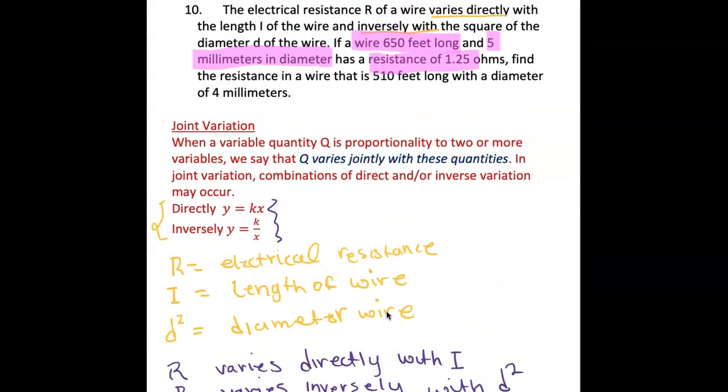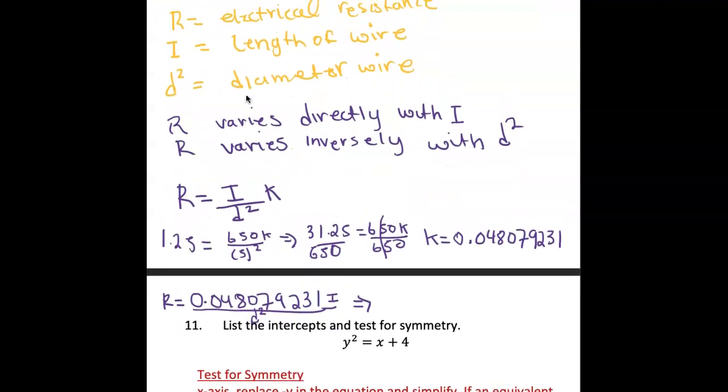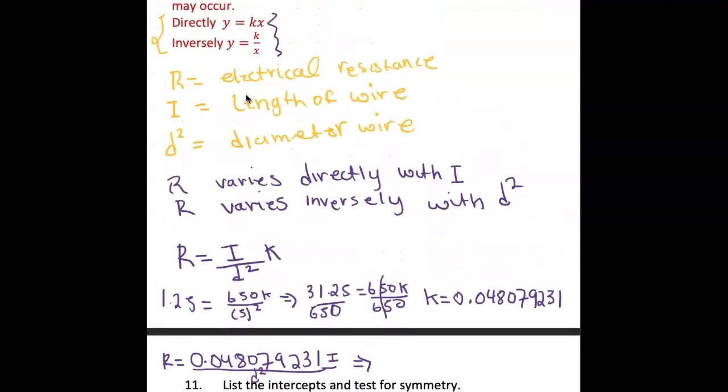So what is it? It says find the resistance if the wire is 500 feet long, which is I. That does not look like an I. Okay, you know it's an I. And then it has a diameter of 4, which is d squared. 5, 10, 4. Don't get confused with that one.